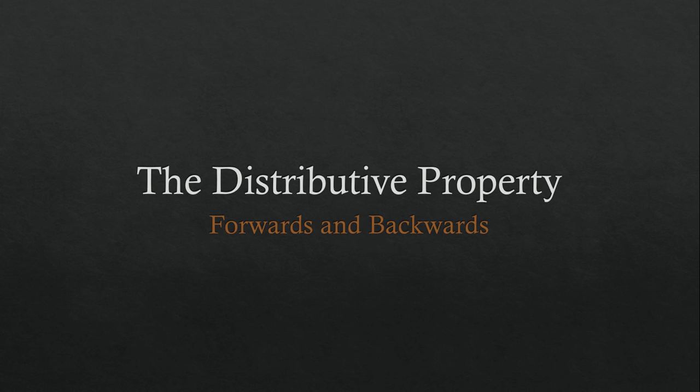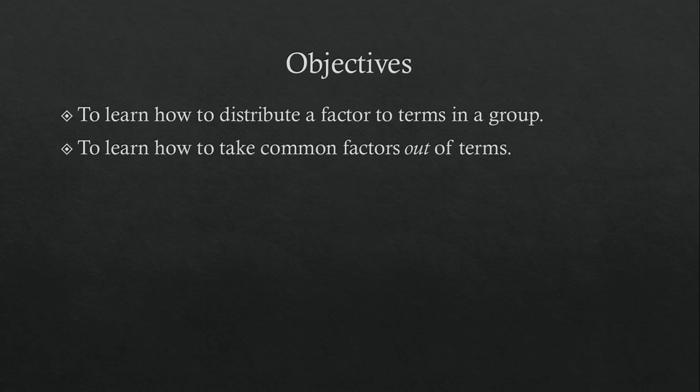We're going to learn it forwards and backwards. So we have objectives. We're going to learn how to distribute a factor to terms in a group in parentheses. We're also going to learn how to take common factors out of the terms. So the first one's forwards, the second one is backwards.